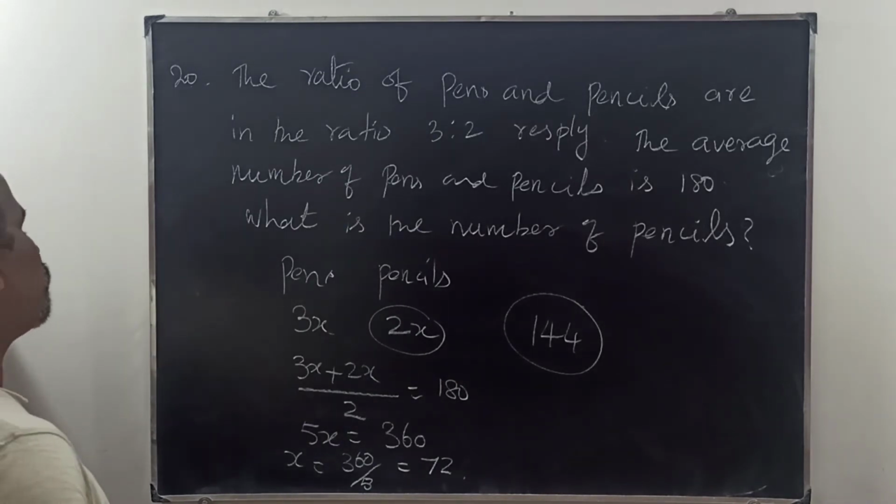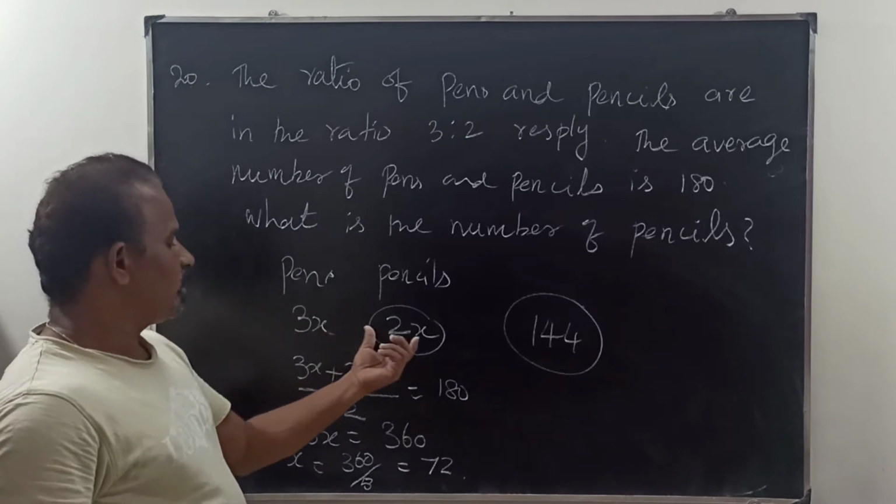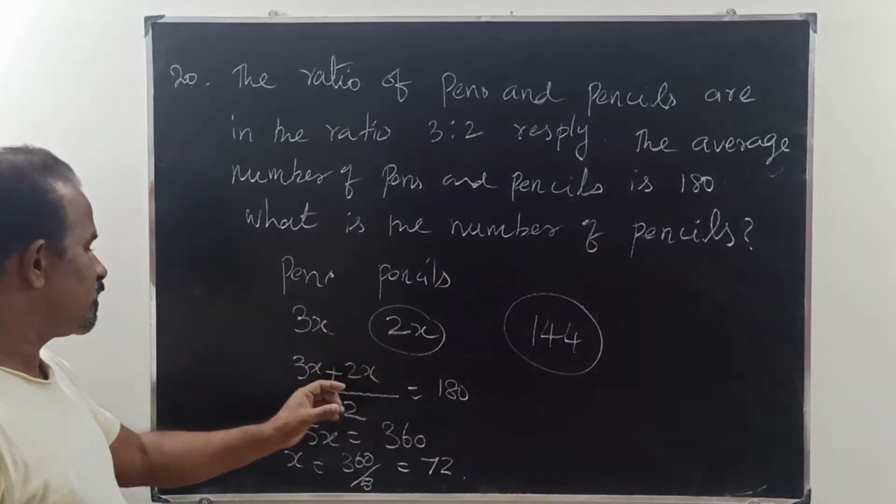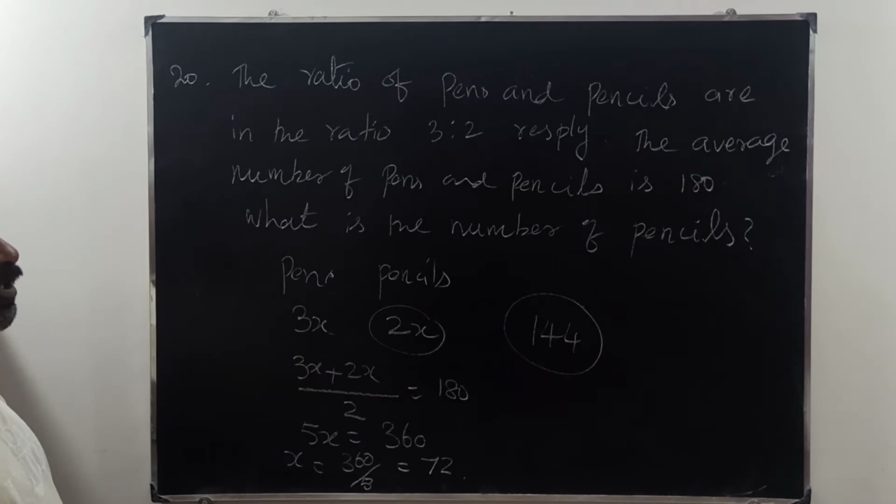Okay. So here is 2x, here is 3x. The average is nothing but this plus this divided by 2.